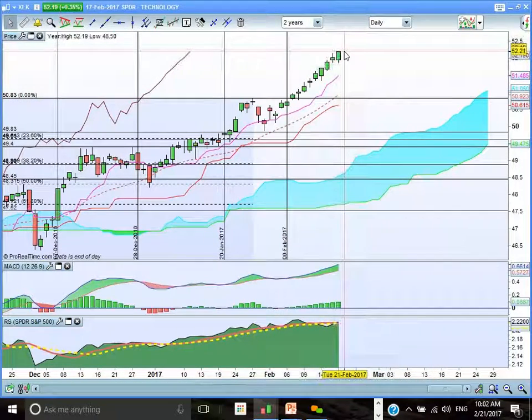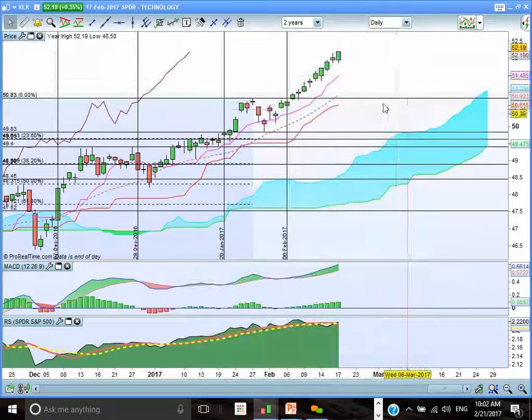But as it stands here, we'll be looking at taking some profit off the table, or just moving a trailing stop up as it moves higher.